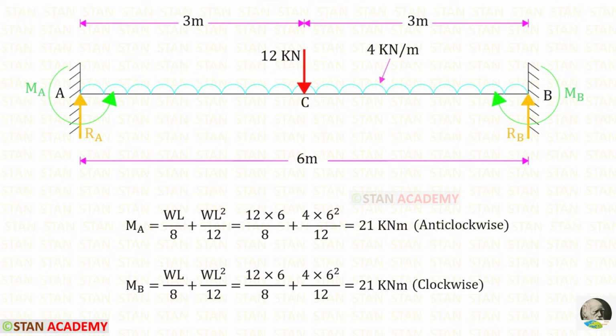First, let us take the point load of 12 kN. We have just seen the formulas to find the fixed end moments, WL upon 8 and WL upon 8. Here W is 12 and L is 6. Now let us take the uniformly distributed load of 4. We have seen the formulas WL² upon 12 and WL² upon 12. Here W is 4 and L is 6. After adding these two, we will get 21, and after adding these two, we will get 21.